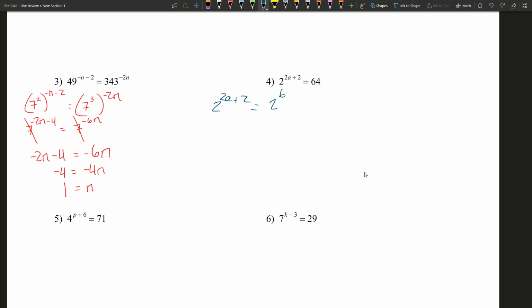Then we have the bases are equal to each other, so they cancel out. So we set the exponents equal to each other. And then the rest is just algebra. All right, so subtract 2 from both sides. You get 2a is equal to 4. Then divide by 2 on both sides. So a will equal 2.